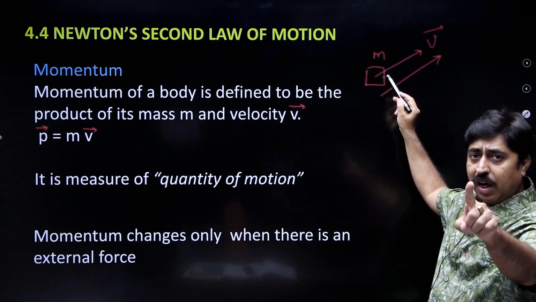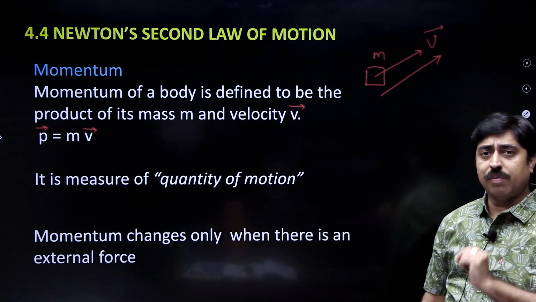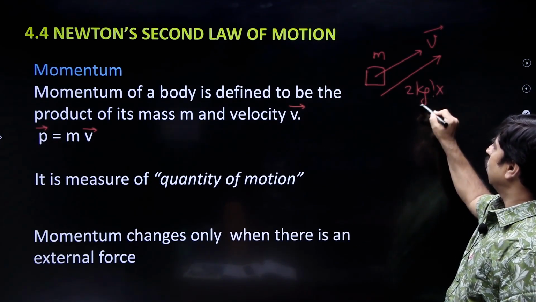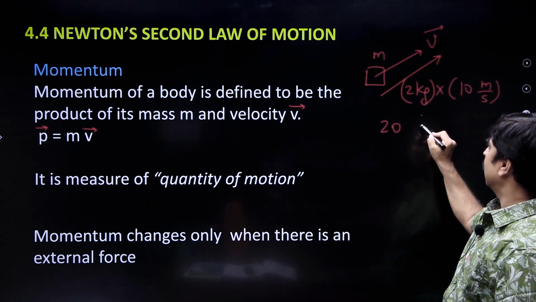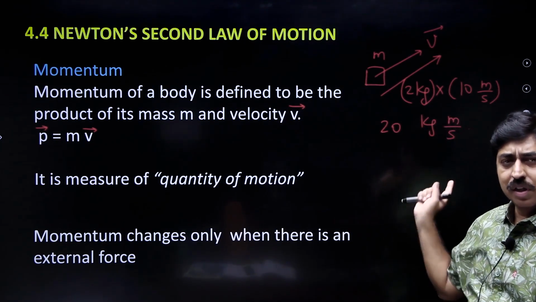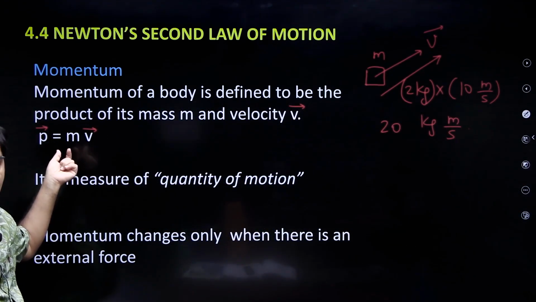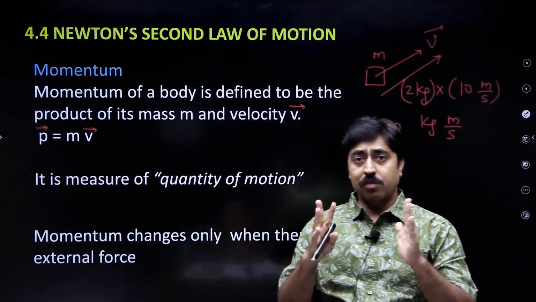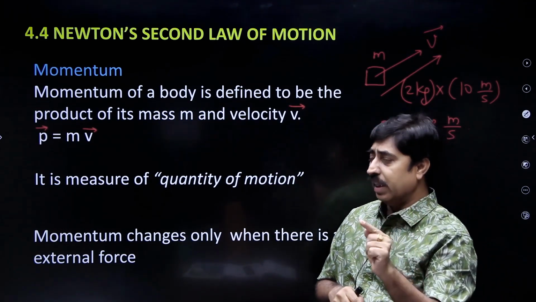If it is a 2 kg mass traveling at a velocity of 10 meter per second, then momentum of this body is 2 kg into 10 meter per second, which makes it 20 kg meter per second. So, unit of momentum is kg meter per second. Kilogram is used to measure mass and velocity is measured in meter per second. So, unit of momentum is kilogram meter per second, and important, it is in the direction of velocity vector.